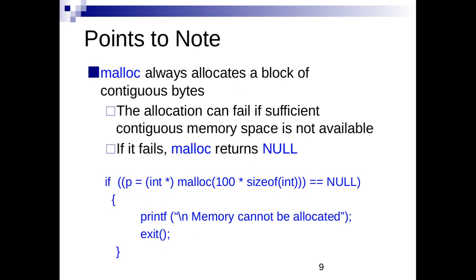In p = (int *) malloc(100 * sizeof(int)), if this call to malloc fails, it will return a null pointer which will be assigned to p by this assignment operation, and then p can be compared with NULL, and if p is equal to NULL, that implies that the call to malloc failed, in which case a suitable message can be printed, and then the program can be terminated.